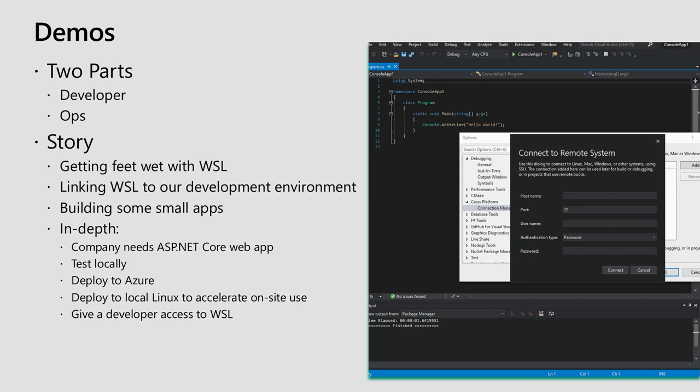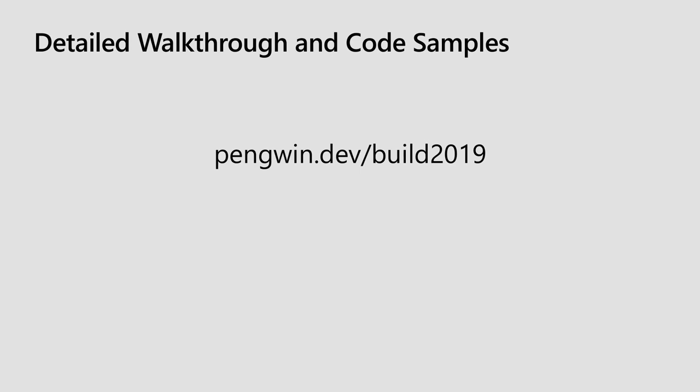We are going to test it locally. We're going to deploy it to Azure. And then we're going to deploy it to a local Linux server to accelerate on-site use. And then we're going to give a developer on a Windows device access to WSL remotely using WSL. This workflow, this walkthrough, is completely online at penguin.dev/build2019, and it's on GitHub as well. So you can try all of the code and go back through and try all of these things yourself later. So it might be tough to keep up if you're on your own device, so we made this available.